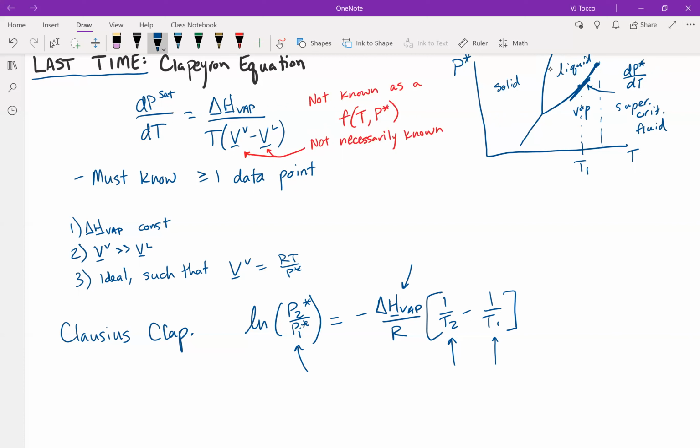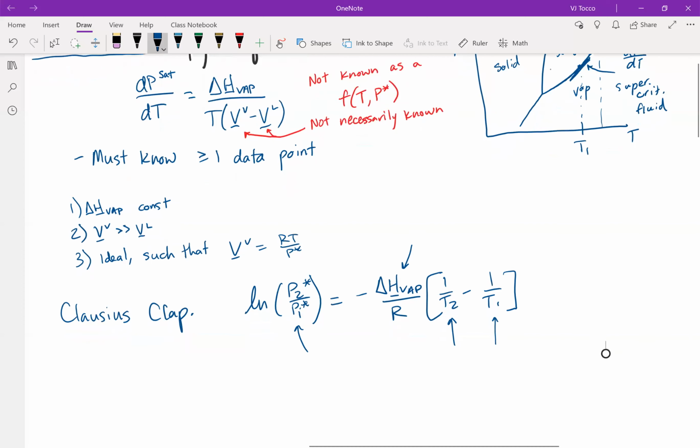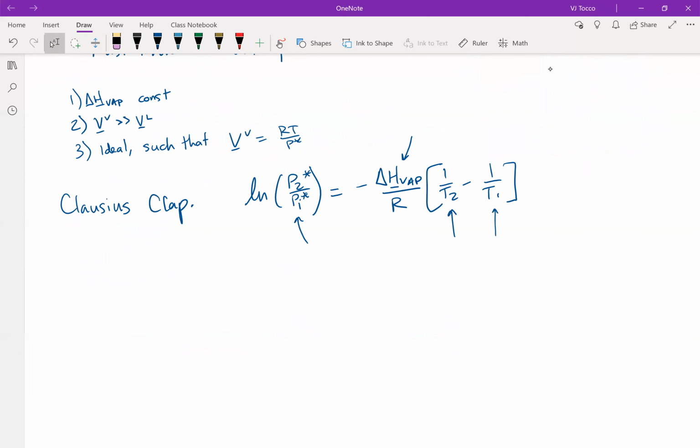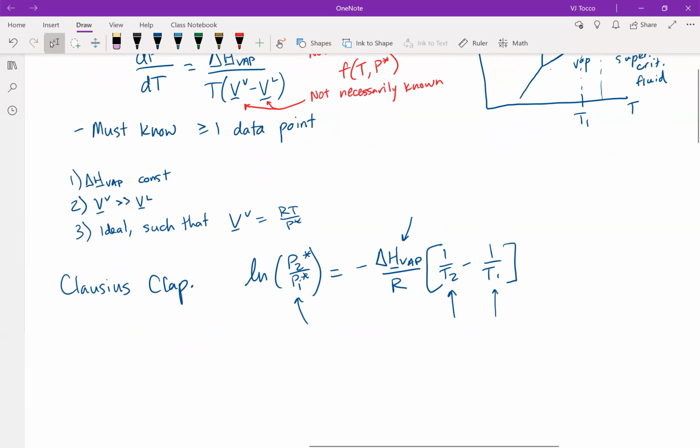Remember, you can only use this Clausius-Clapeyron equation if these 3 assumptions are holding true. And that seems to be pretty restrictive. So I want to go through in this video what to do if one of these assumptions doesn't hold and you cannot use the Clausius-Clapeyron equation.